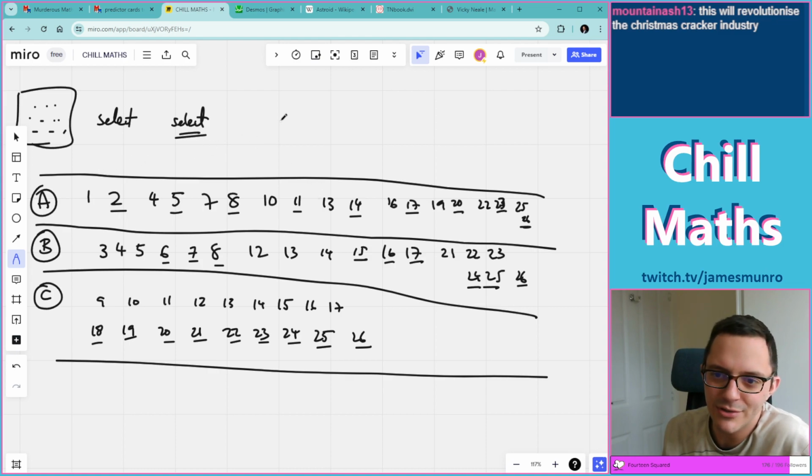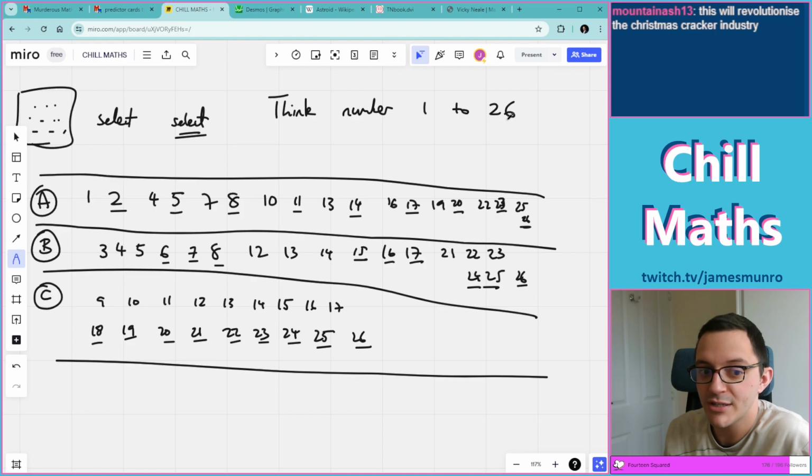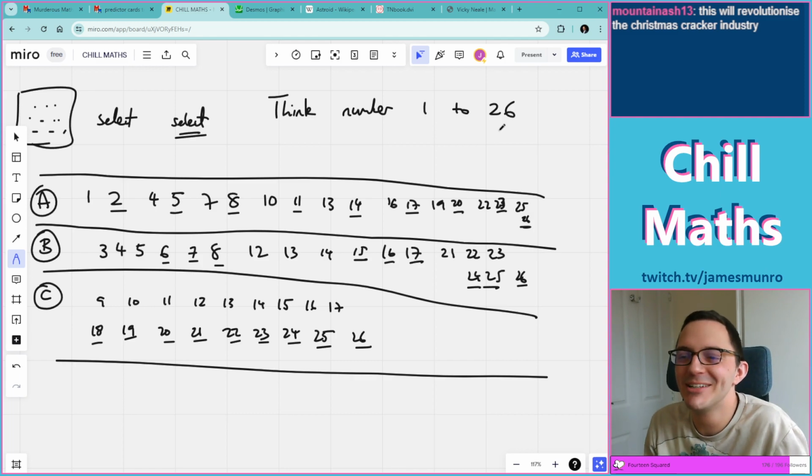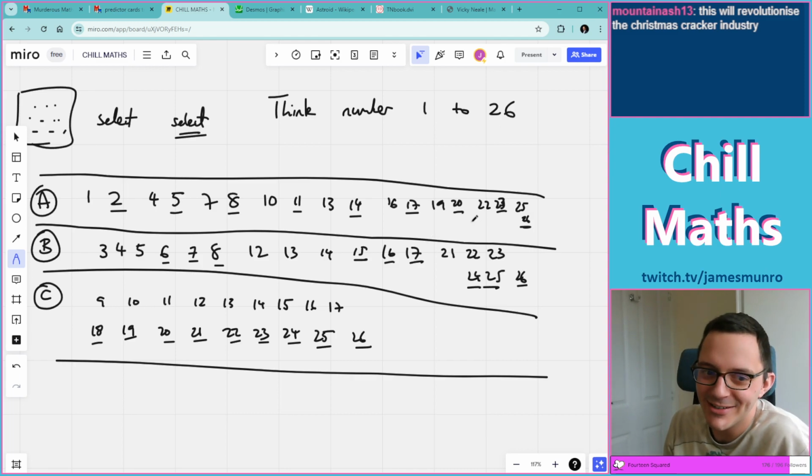I would like you to think of a number. Think of a number from 1 to 26. These could be letters of the alphabet. Missed opportunity. Think of a number from 1 to 26. We're definitely going to do this with letters, but for now, think of a number from 1 to 26.